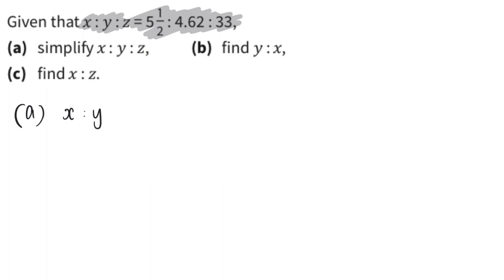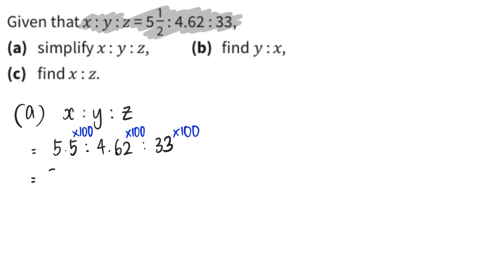x is to y is to z as 5.5 is to 4.62 is to 33, and I am going to times 100 to all so that I do not have any more decimal.